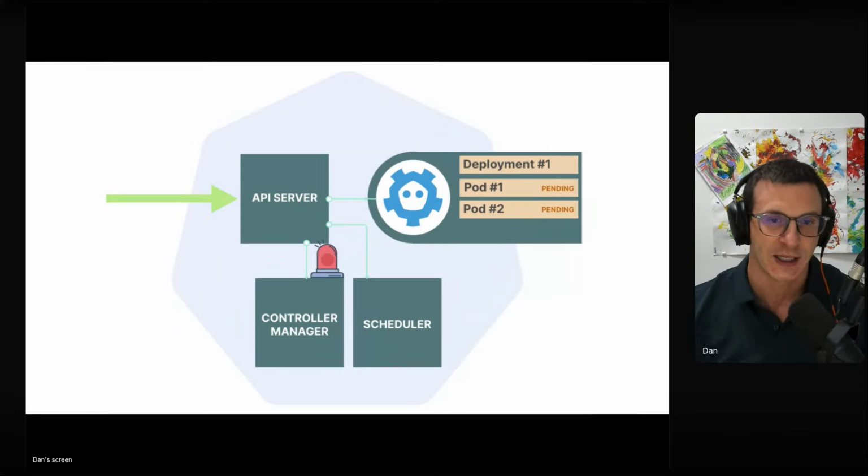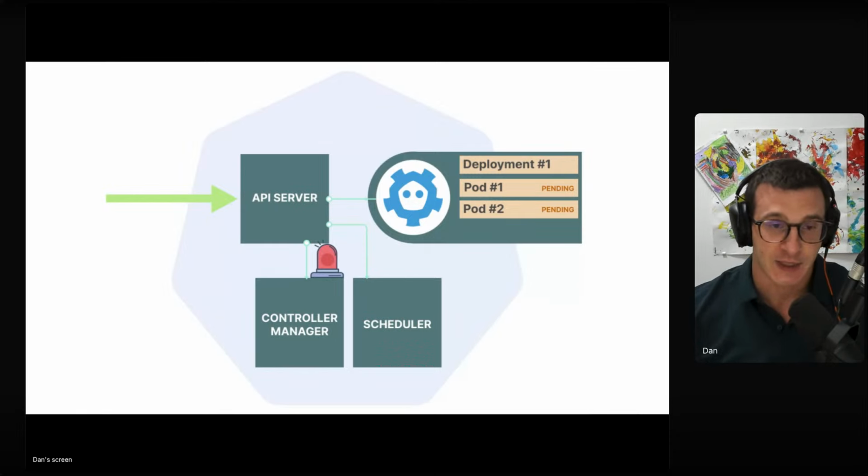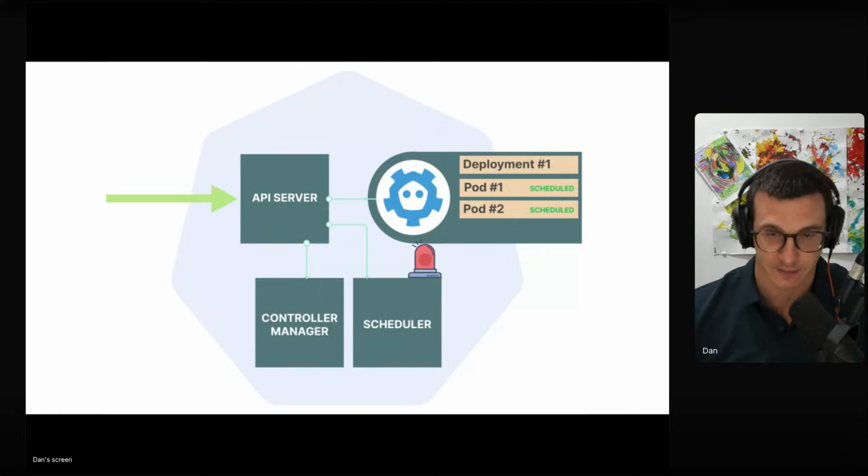When it's stored in etcd, the controller manager will be notified of the change, and inside the controller manager we have several controllers, and 2 of those controllers will be activated. The replica set controller and the deployment controller will create those pods. The pods will be stored again inside etcd, with a pending status. At the same time, those pods will be added to the scheduler queue. And the scheduler will look at those 2 pods one at a time and figure out where the pods should land inside your infrastructure.